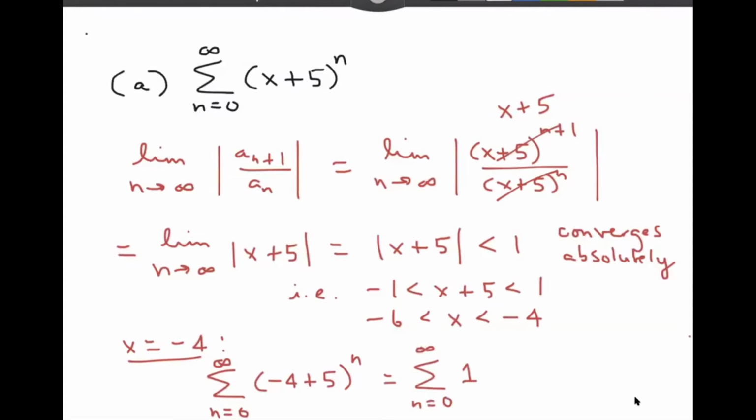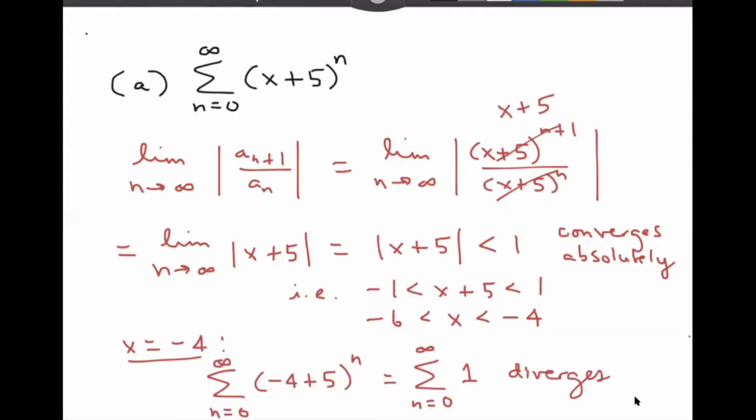As n increases without bound, the limit of 1 is just 1, which is not 0. All right. 1 plus 1 plus 1 plus 1 plus 1. If you keep adding up a bunch of ones, eventually you'll surpass any number you can think of. So when x is -4, the series diverges.